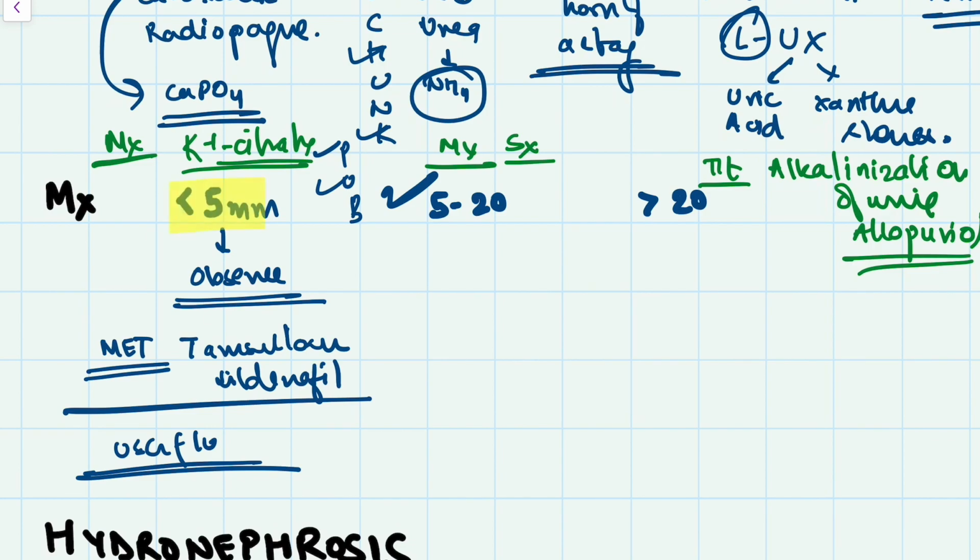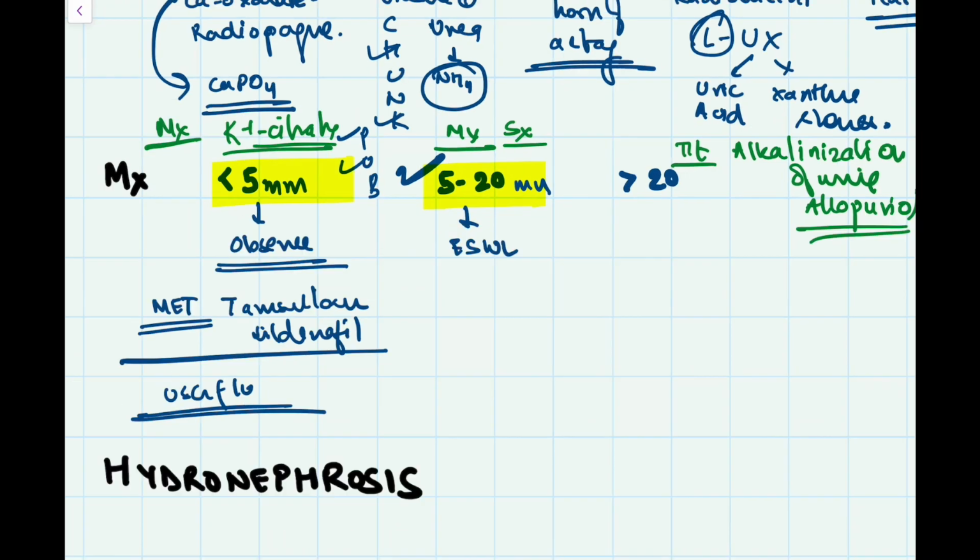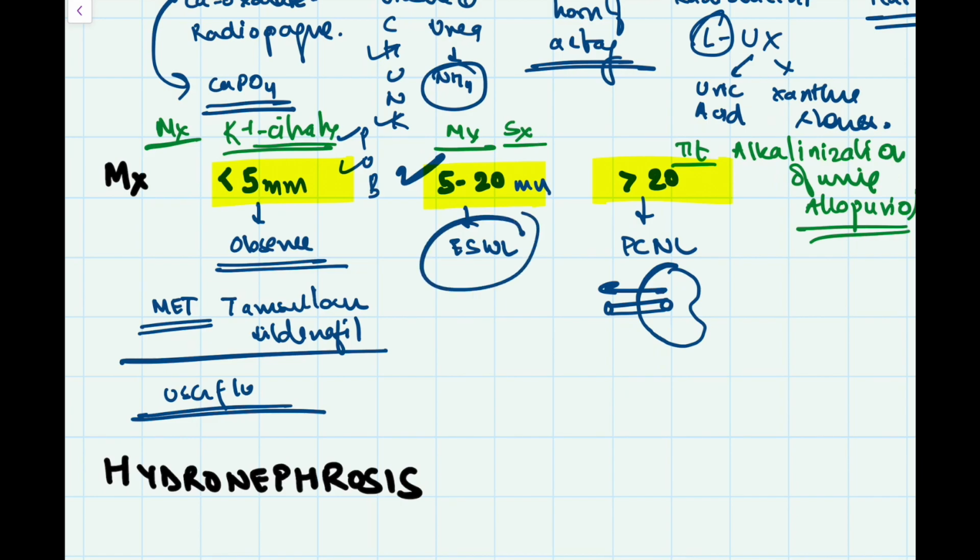For stone that is 5 to 20 millimeters in size, the treatment of choice is extracorporeal shockwave lithotripsy. While if the size is more than 20 millimeters, then the treatment of choice will be percutaneous nephrolithotomy. So here what we do is that a tube is inserted into the kidney, that is nephrostomy, and the stone is removed via this tube. Right. Also, if extracorporeal shockwave lithotripsy or ESWL is contraindicated, then we go for PCNL even if the size is less than 20 mm.